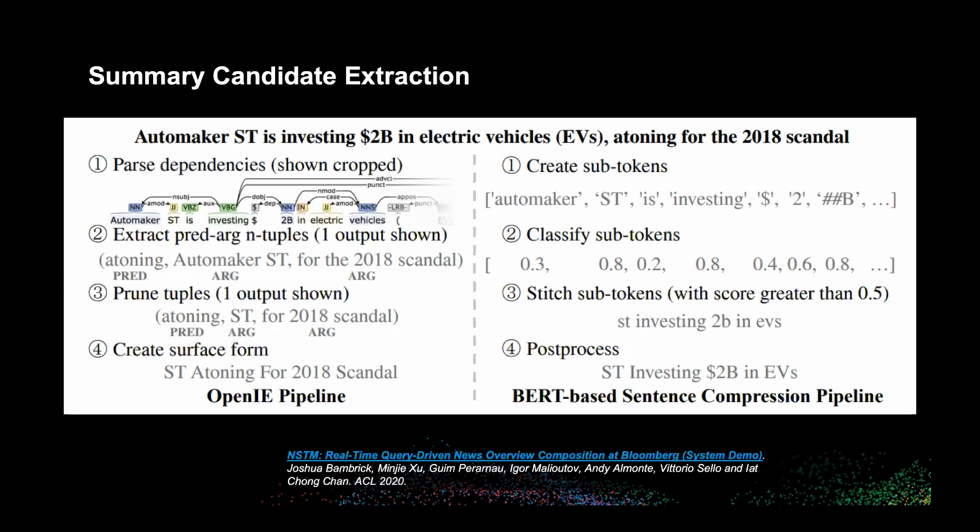In the OpenIE pipeline, for each of the stories, there's a dependency parser followed by a predicate argument extraction. There's some pruning, and then there's a surface form realization. In the BERT-based sentence compression model, a summarizer takes sentences, chooses tokens to retain, drops the tokens selected to be dropped, stitches them back together, and then does a little post-processing to clean up punctuation and capitalization. Out of this, there are a large number of ranked sentences from which the ranker chooses. And that's how the sentences are created.